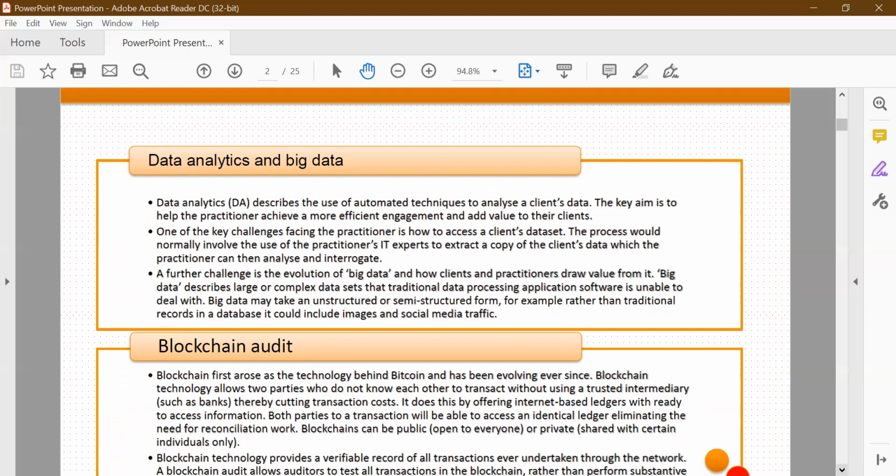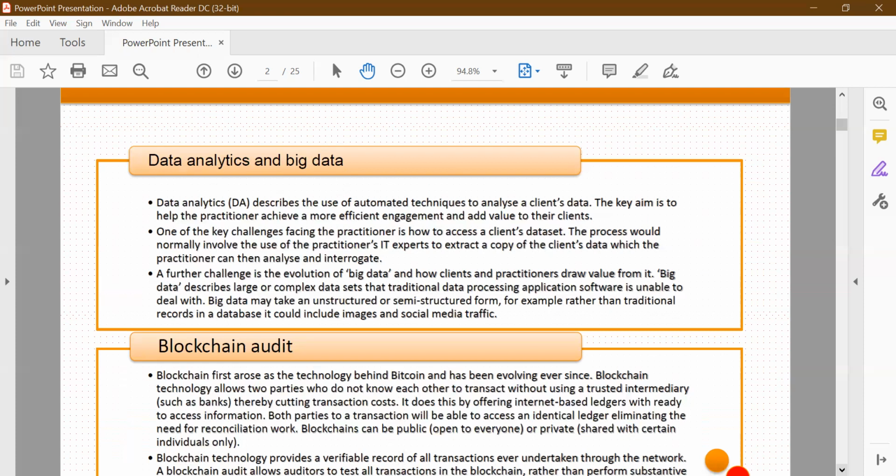Right? So one of the key challenges is basically how to access the client's data set. And this can be a huge problem, and sometimes might involve the use of the audit practitioner's IT experts. They'll be able to extract a copy of the client's data set, which will then be analyzed and interrogated.